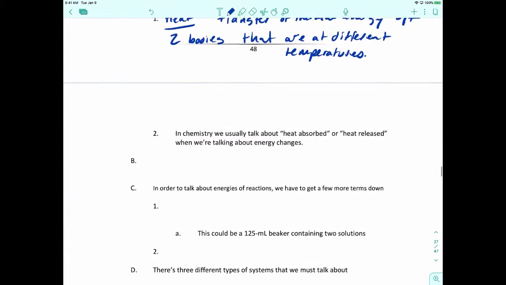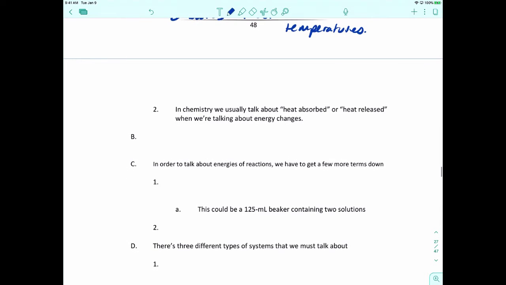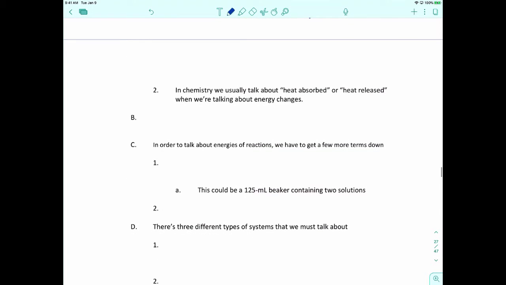All right, now in chemistry, we're usually talking about heat absorbed or heat released when we're talking about energy changes. And so this area of chemistry that we're looking at now is called thermochemistry, and this is the study of heat changes in chemical reactions.